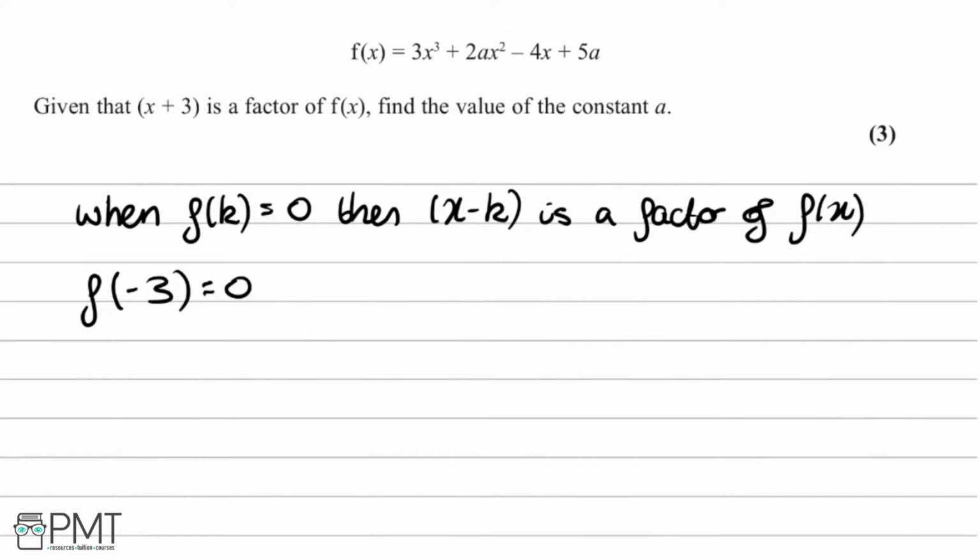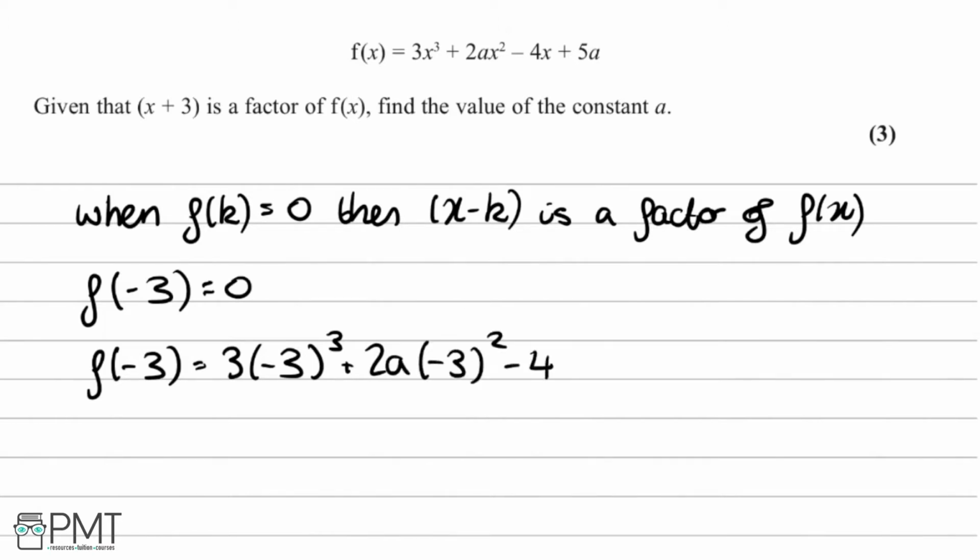So sort of reverse engineering the factor theorem, we could say that we know that f of minus 3 must equal 0. So doing that, we can set up an equation. If we say f of minus 3 equals, and here we're going to replace all the x's with minus 3: 3 times minus 3 cubed plus 2a times minus 3 squared minus 4 times minus 3 plus 5a, and that equals 0 because of the factor theorem.